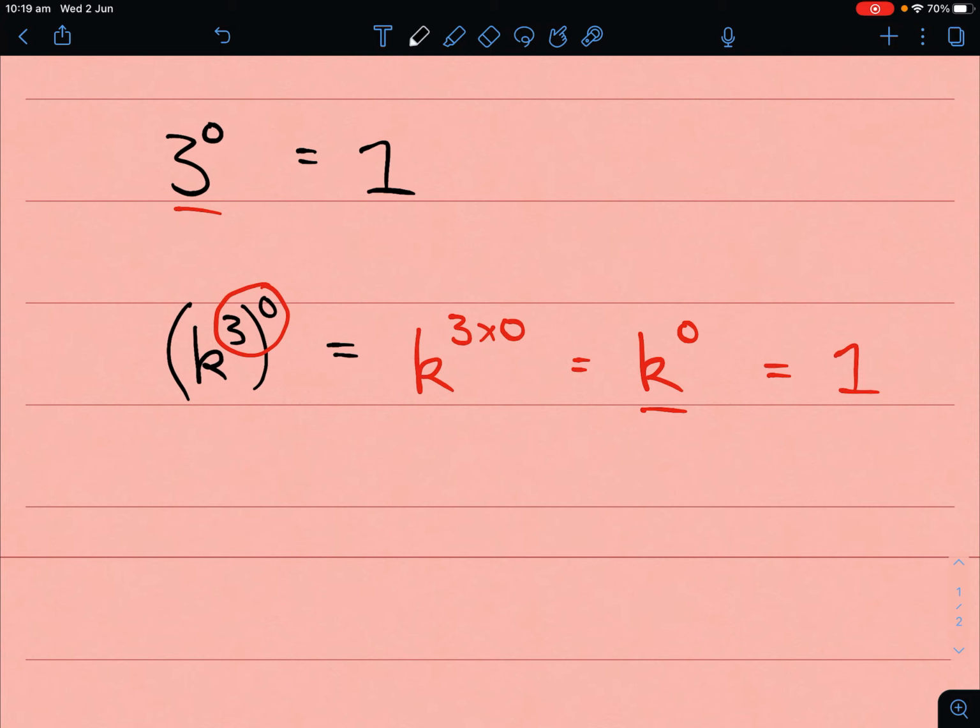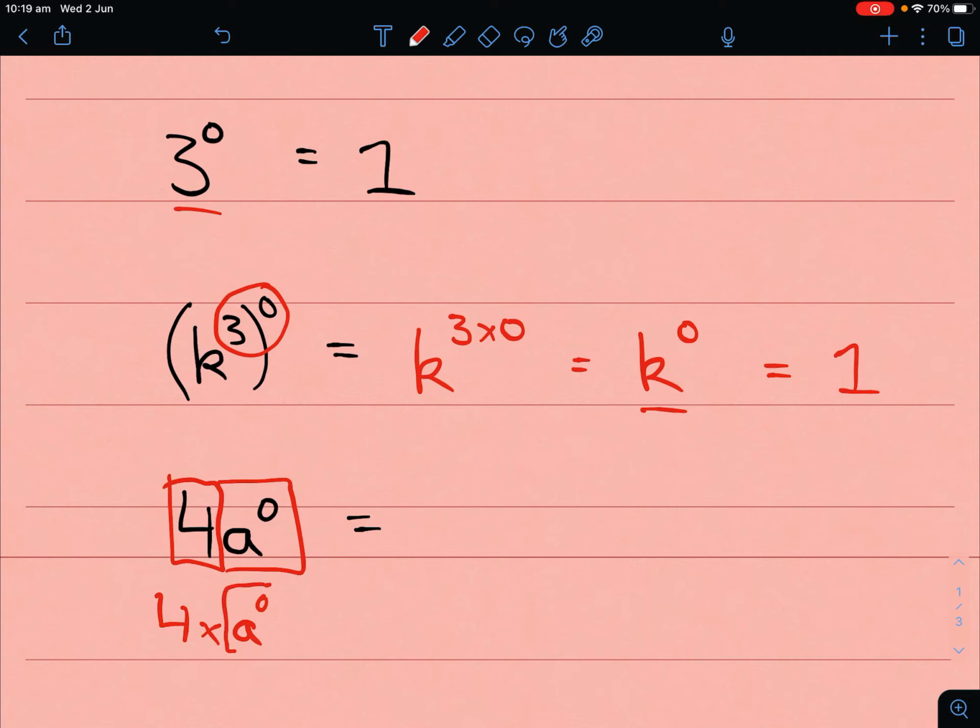Let's have a look at another one. So in this one, we've got 4a to the 0, and we want to know what that equals. So in this problem, it's helpful to remember that what we have here is 4 times a to the 0. These are sort of two separate things in a way. And in algebra, we just don't show the multiplying sign, and that's why it looks like it's all one thing together. So when we come to apply the 0 power, that is only working on the a.